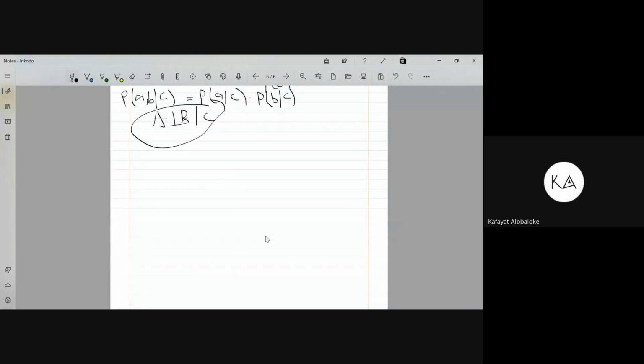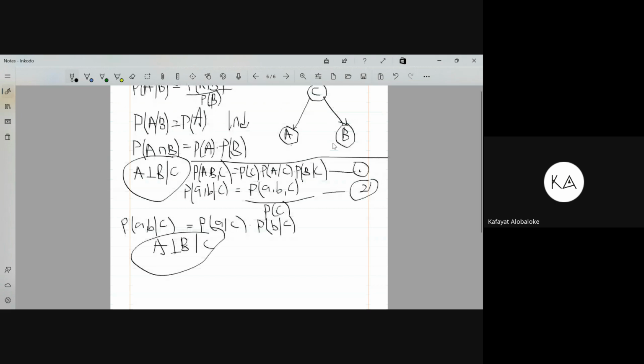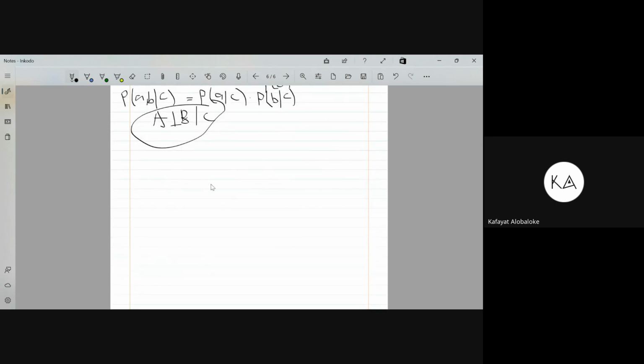Back to our course manual, we have an example. Let's say event A says that it is cloudy. Let's represent cloudy by CL. And event B says the sprinkler is on. Denote that with S. Then event C says that the grass is wet. Now we denote that with G.